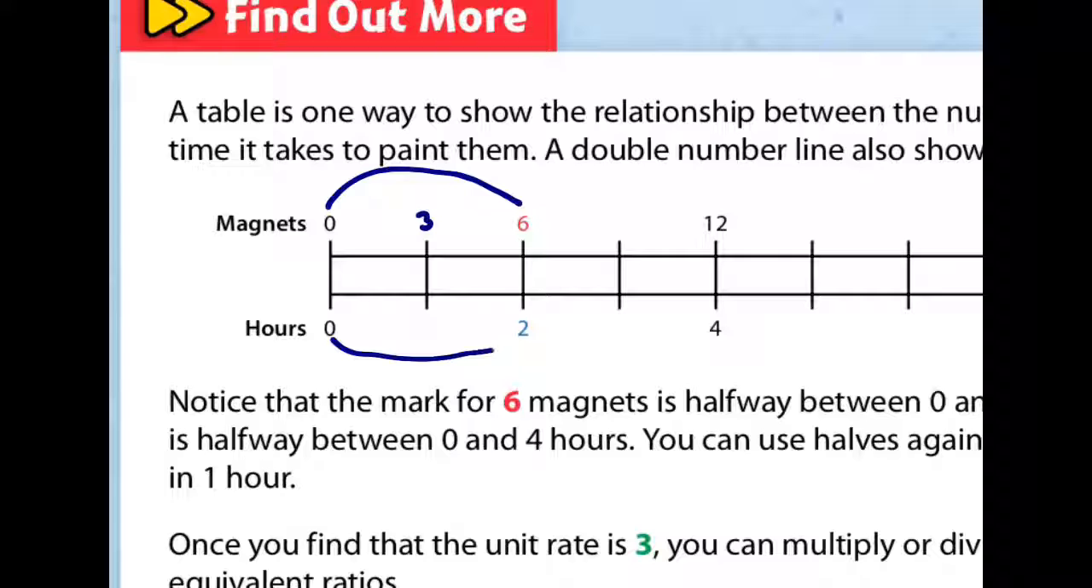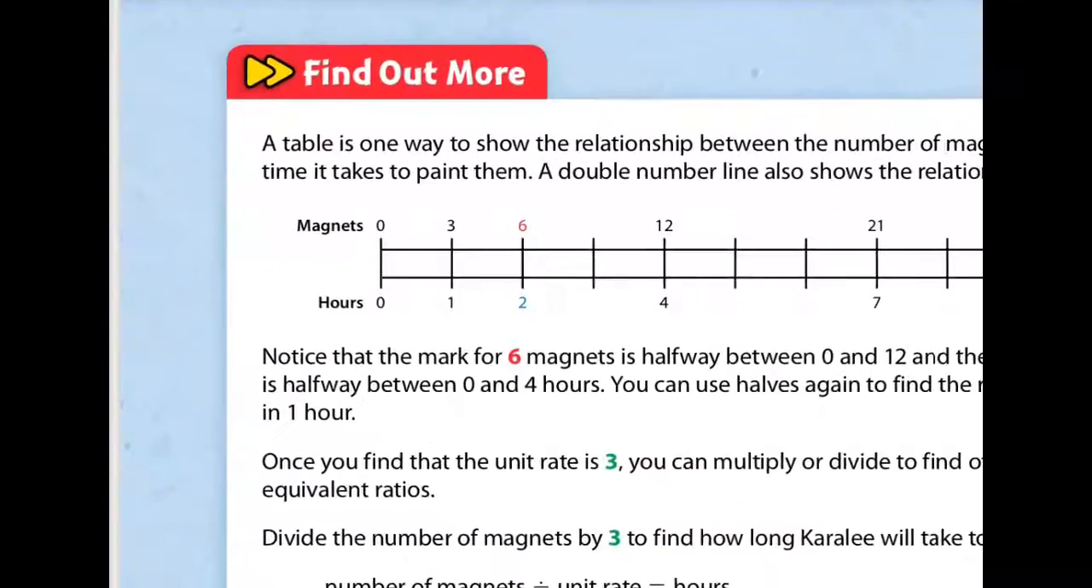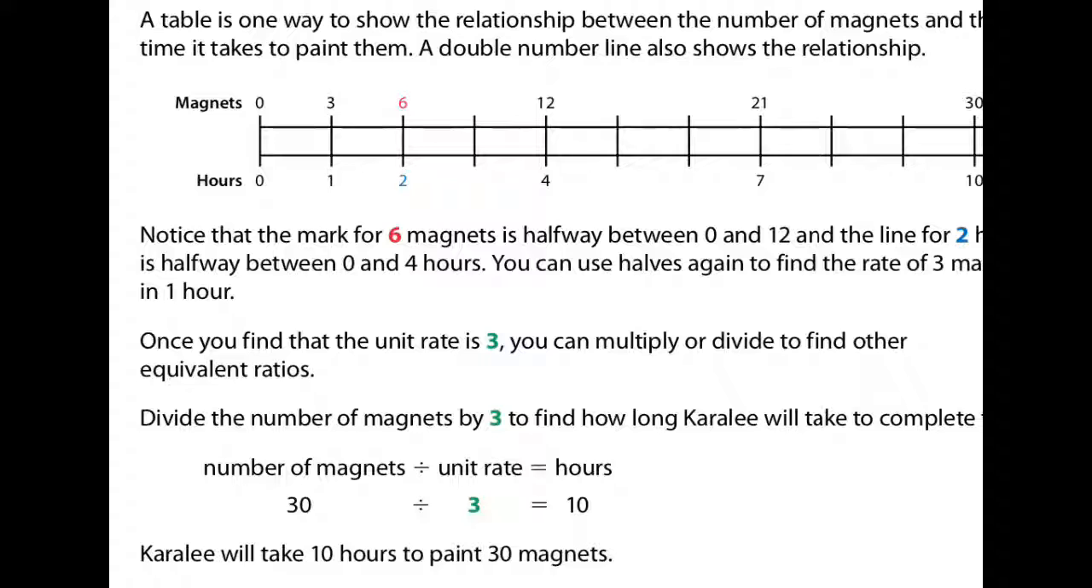What's halfway between 0 and 2? Well, that would be 1. So that's all they're saying with the double number lines there. So don't read too much into it. All right, so we'll continue here.